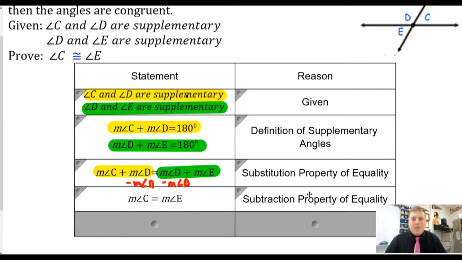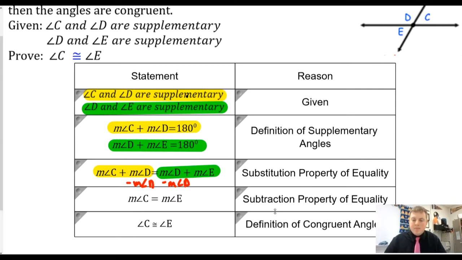And now you'll see that we're at a very familiar step to the last step of our right angle congruence theorem. We have the measure of angle C is equal to the measure of angle E, but we need to change this to a congruence statement. So to change from the equal sign to the congruent sign, we're going to drop those M's, and we're going to put the little squiggle over the equal sign. That's going to stand for congruent. And the thing that allows us to do that is our definition of congruent angles.